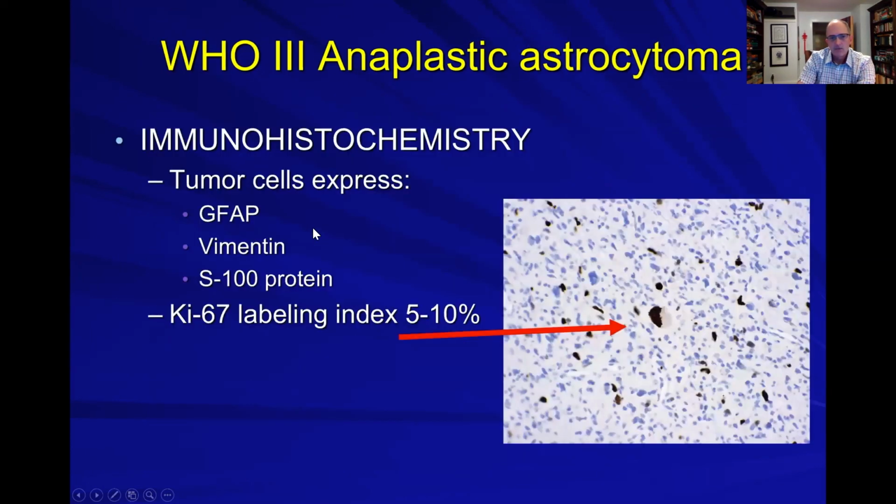Again, these will be positive for GFAP, Vimentin, S100. The Ki-67 index is going to be a little bit higher. So now we're kind of up in the 10% range.